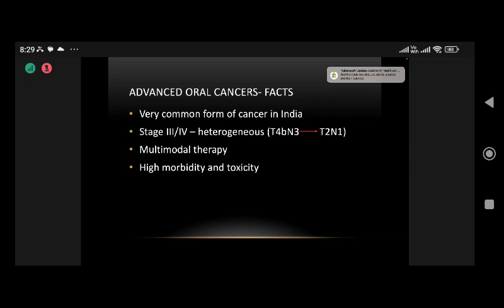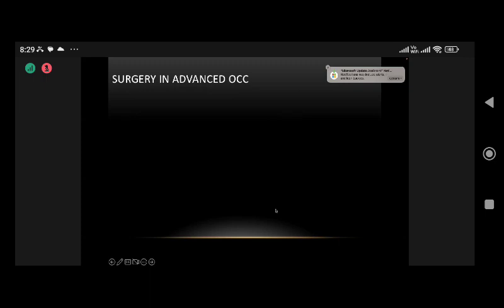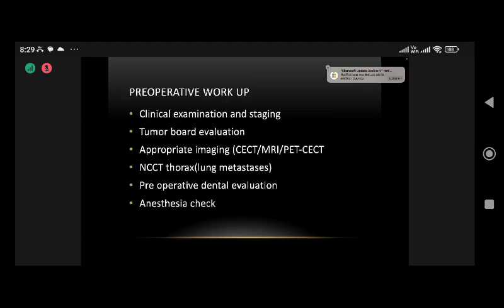Generally, these patients will be treated with multimodal therapy. These patients, unlike the early oral cancers, will have high morbidity and toxicity. Unfortunately, in spite of all the surgery, radiation, and chemotherapy, depending on which part of the spectrum you lie in, the survivals will be anywhere between 30 to 70%. Now, in advanced oral cavity cancers, I'll talk about extent of surgery. I will talk about defining what is unresectability and a little bit about this terminology called borderline resectable.